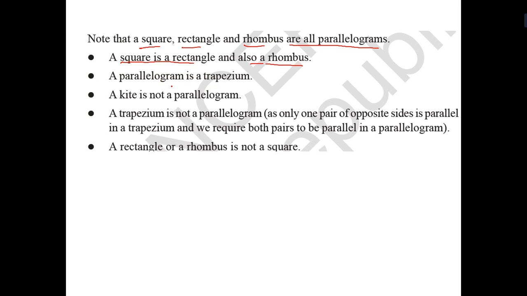A parallelogram is a trapezium, because a parallelogram has two pairs of parallel sides, here only one pair. A kite is not a parallelogram. A trapezium is also not a parallelogram, as only one pair of opposite sides is parallel in a trapezium, while we require both pairs parallel in a parallelogram. A rectangle or rhombus is not always a square. Remember, a rectangle or rhombus is not a square. This is an important point that you have to write in your fair book.